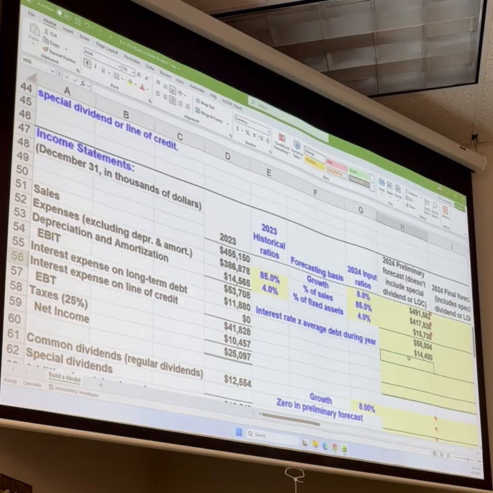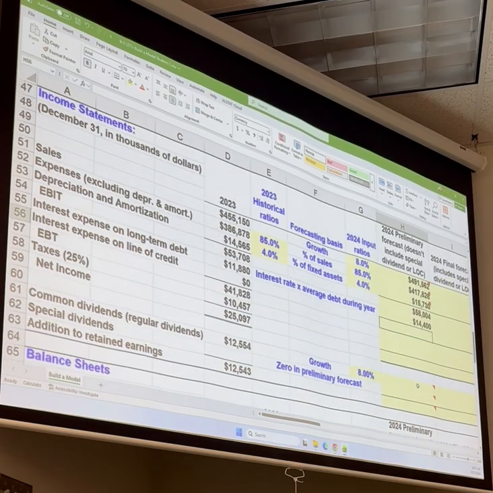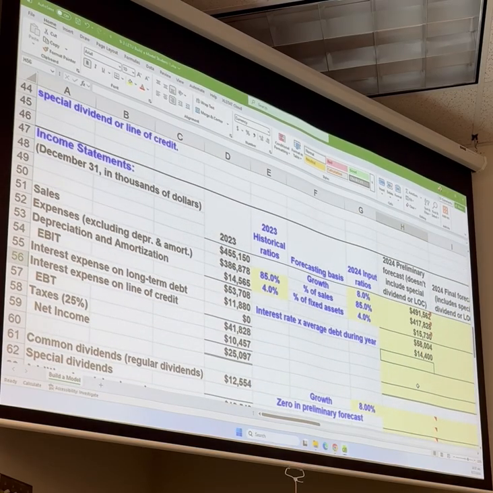Okay, our interest expense on the line of credit. We're not putting anything into the line of credit yet. That's zero. But let's just leave it zero, okay? The next column will do some of that. So our earnings before taxes would be equal to our EBIT minus our interest expense.